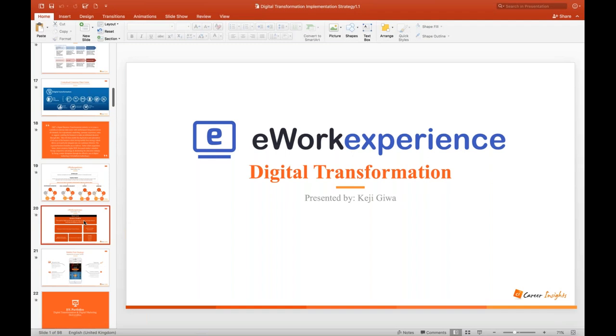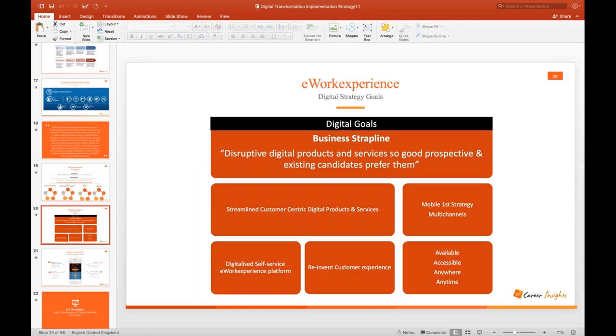Okay, so for us, we realized that actually our strap line was to create digital products and services so good that prospective and existing candidates prefer to use them. We felt that creating a digitalized self-service e-work experience platform was critical. Reinventing the customer experience was critical. Being accessible anytime, anywhere, and available 24/7 is critical. Having a mobile-first strategy with multi-channel integration. Now it's unified systems. I'll explain that to you later. And streamlined customer-centric digital products and services was key to success.